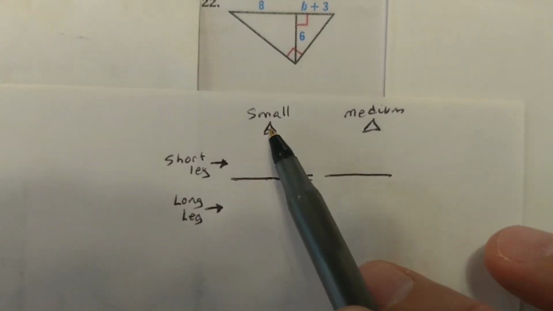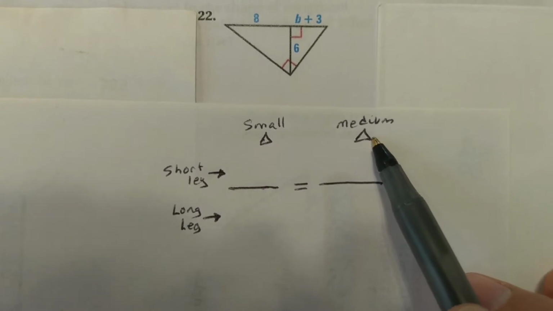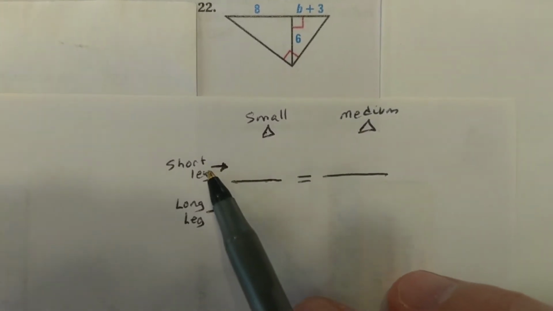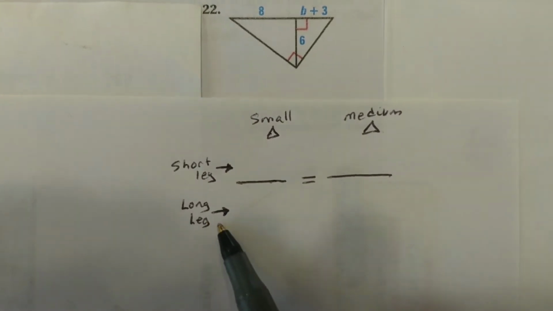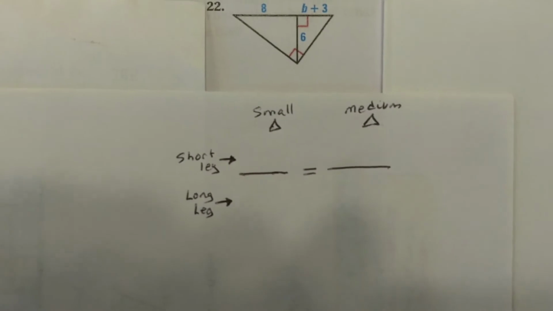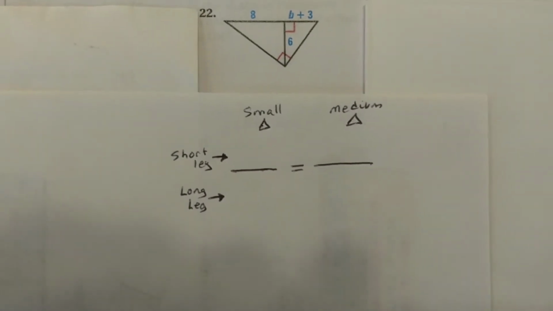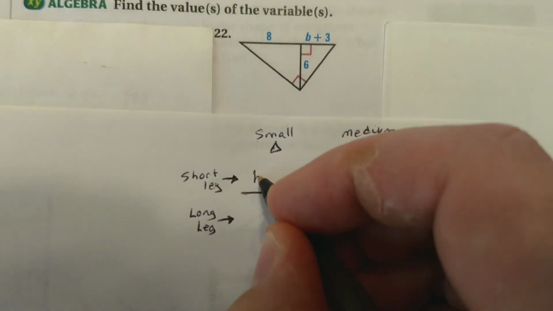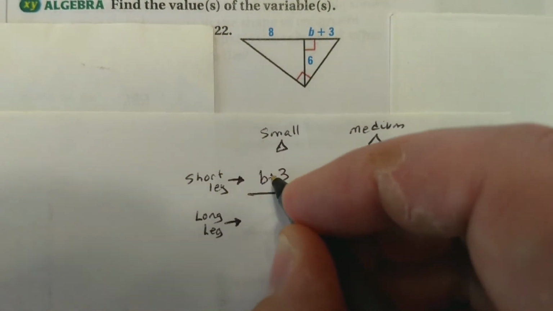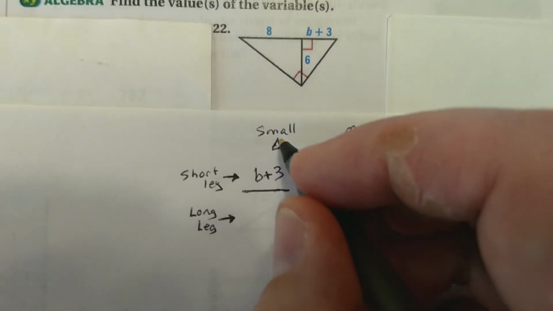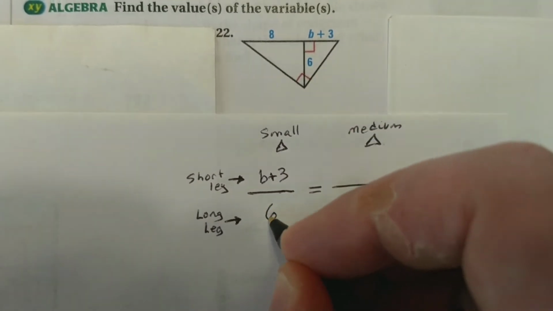I do have enough information in the small triangle and the medium triangle to set up proportions, since within those triangles I know the short leg of both of them and the long leg of both of them. So that's why I'm setting up the proportion the way I've got it listed here. If I look at the small triangle, the short leg of that small triangle is b plus 3, so I'm going to put that here as the numerator of that first ratio. The long leg within that small triangle is 6.